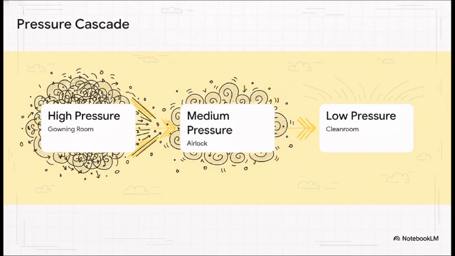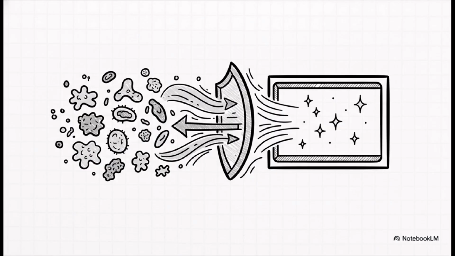The gowning room has the highest pressure. The airlock has a slightly lower, kind of medium pressure. And then the clean room? It has the lowest pressure of all, so any stray particles are constantly getting pushed away from that clean room back toward the entrance. So at the end of the day, the Cascade Airlock's entire purpose is to form an invisible barrier, making sure nothing, and I mean nothing, from the outside world can drift into that pristine environment. This is exactly what you'd find guarding a multi-million-dollar microchip factory.